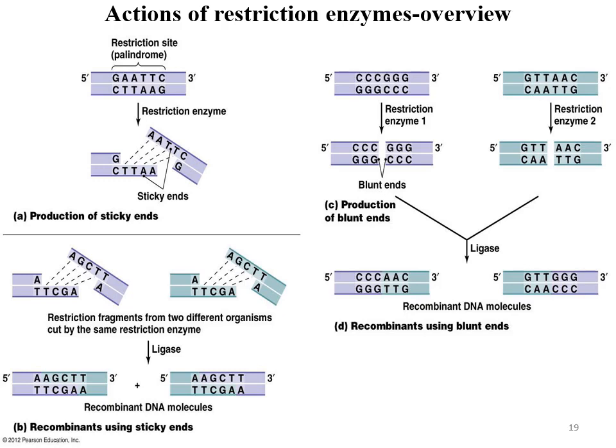In part C, you can see the restriction enzyme cuts the DNA and forms a blunt end. Means there is no sticky end, but the cut is on the blunt end.